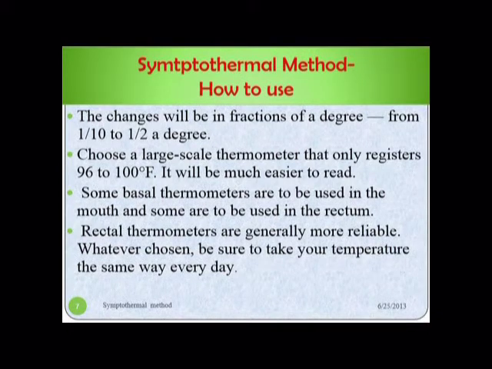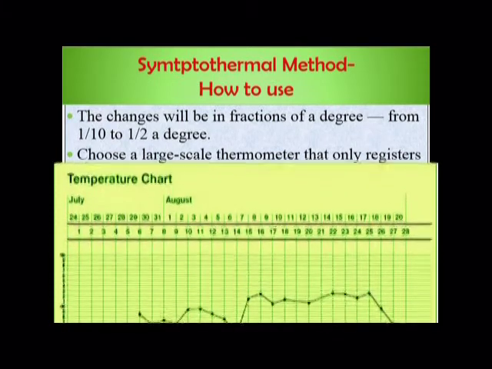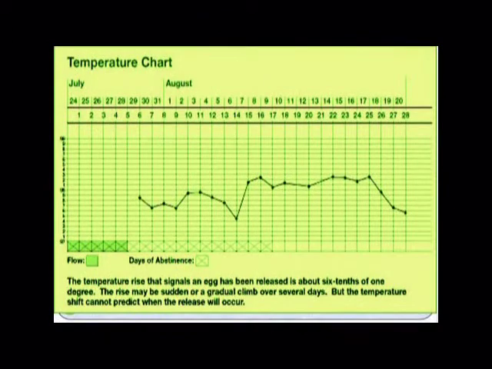Therefore, we should choose a large-scale thermometer that only registers 96 to 100 degrees. It will be much easier to read. Some basal thermometers are to be used in the mouth, and some others are to be used in the rectum. Rectal thermometers are generally more reliable, but whatever we choose, be sure to take the temperature the same way every day. And here is an example of a temperature chart. Look at this chart, we can see the change of temperature over a menstrual cycle.